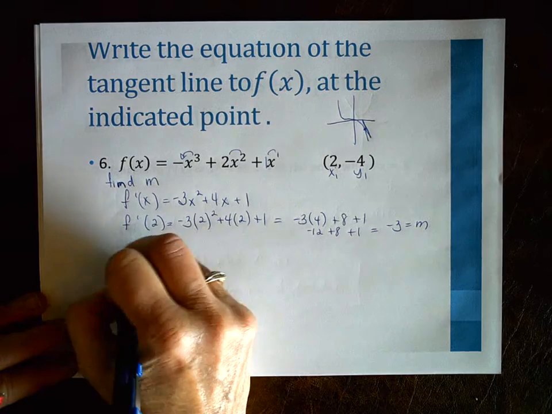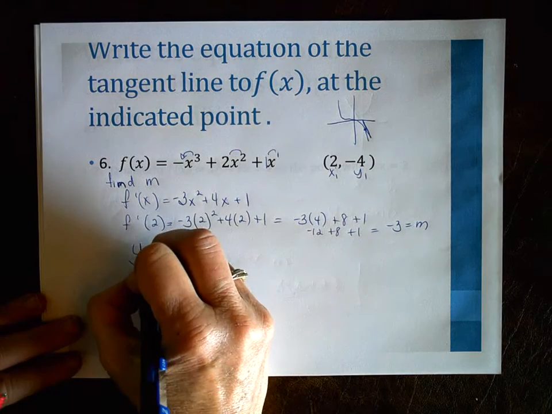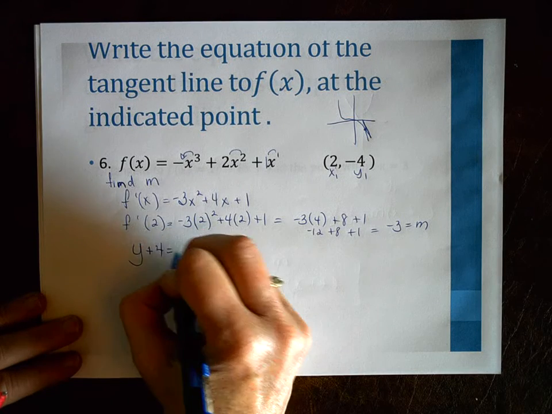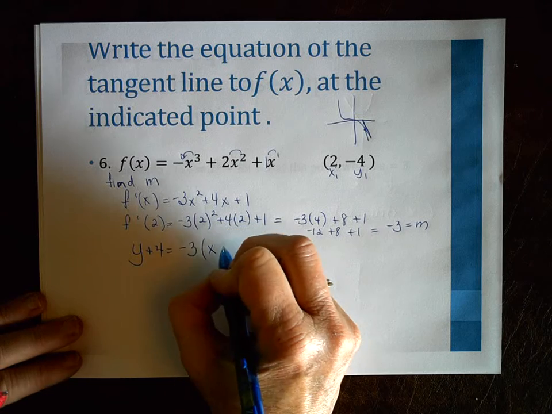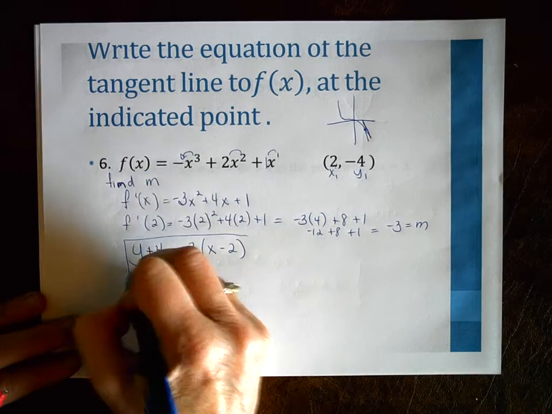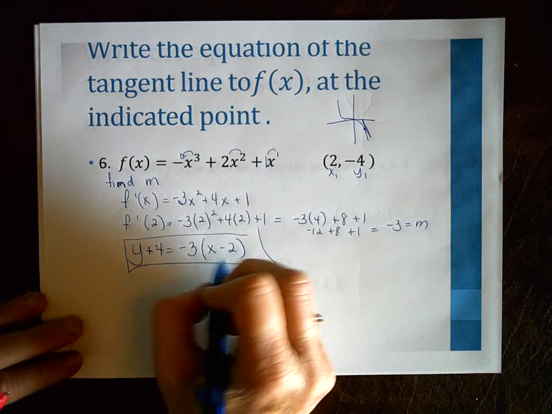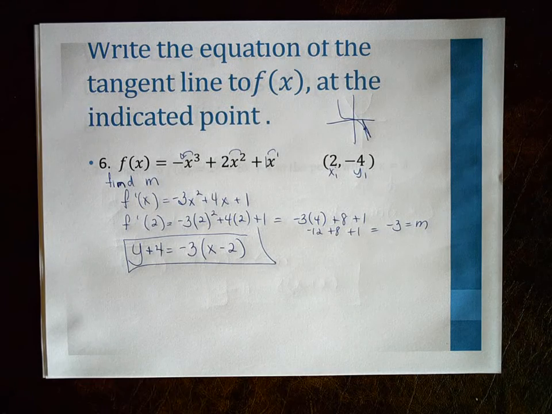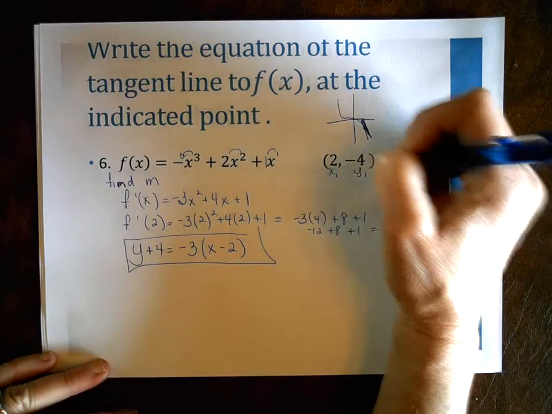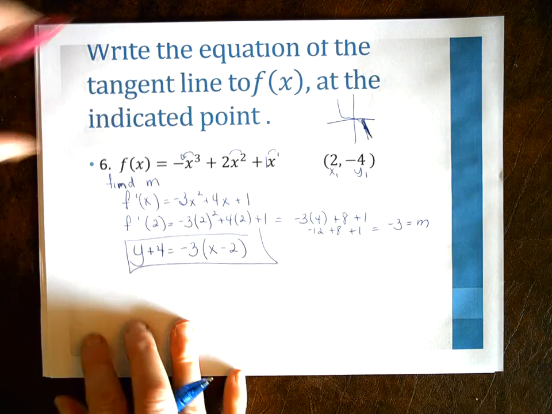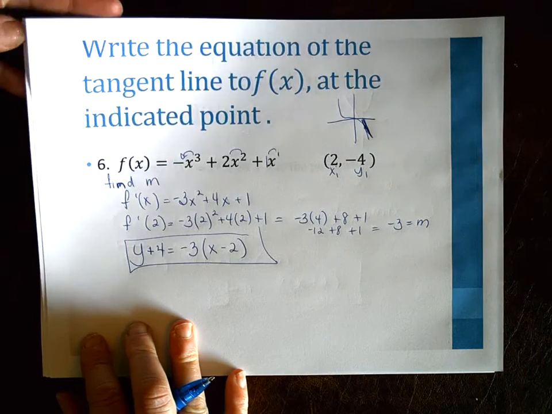And now all we do is write an equation. It's y minus y1, and y1 is negative, so it's plus, equals -3 times x minus x1. And you notice that inside the parentheses, these always become the opposite. And this line makes sense. This is a negative slope. It's going down. Okay, so that's number 5 and number 6.